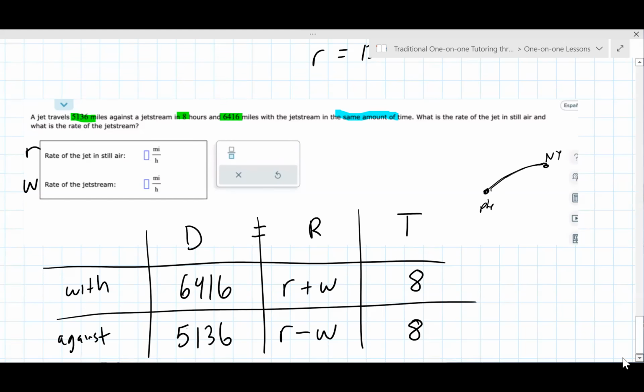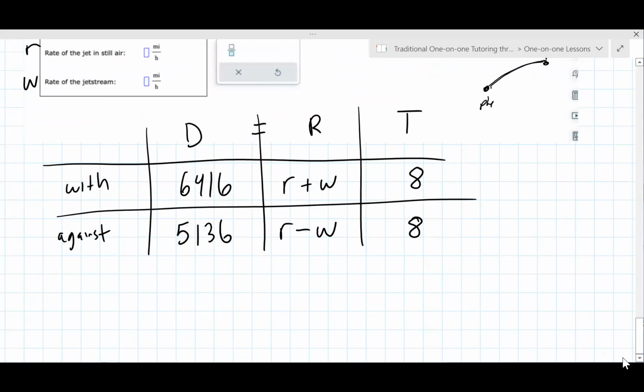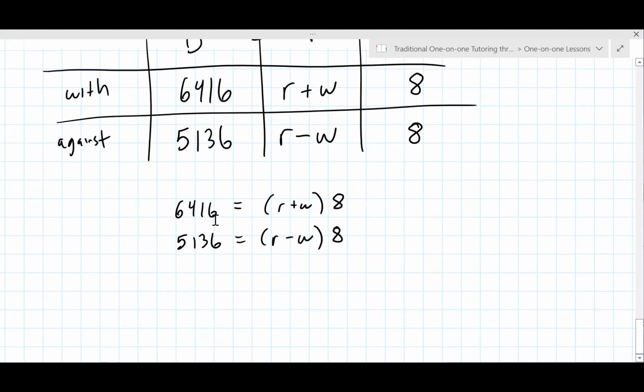All right, so now you've got to write your equations. It's 6,416 equals R plus W times 8. 5,136 equals R minus W times 8. And what you really hope is that each of these numbers is divisible by 8, because it'd be better to divide it out first. And that is.